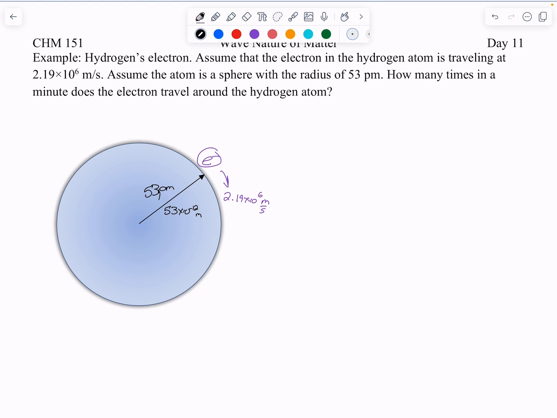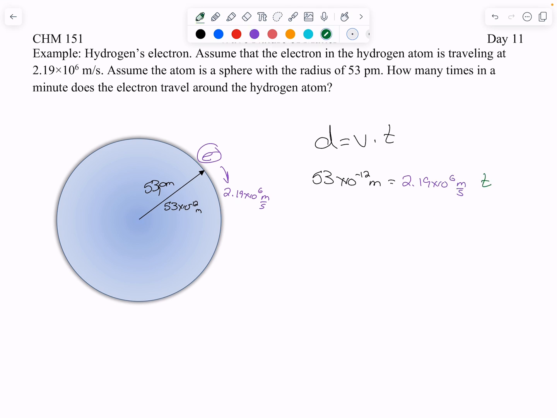Well, basic physics, distance is velocity or speed times time. So we have 53 times 10 to the negative 12 meters equals 2.19 times 10 to the 6 meters per second times the time. So our time would be 2.4 times 10 to the negative 17 seconds. That's how long it takes for the electron to go around the 53 picometer radius. Well, that would be the period.